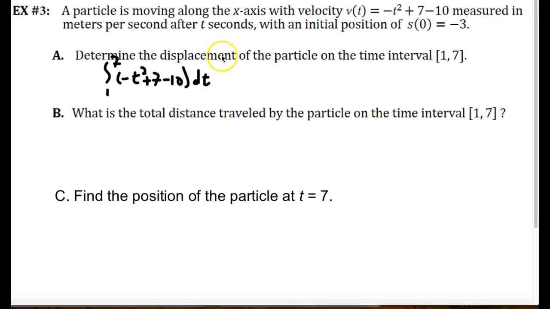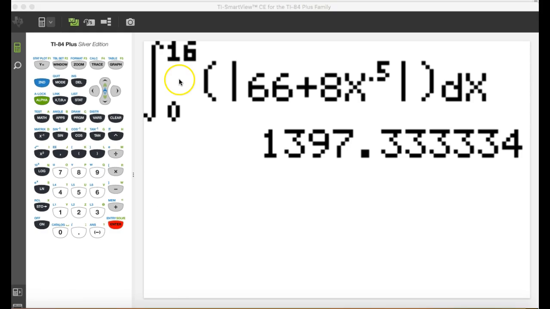So this one wouldn't be too bad to do by hand. Wait a minute. This should say plus 7t. I apologize. Put a t in there. Negative t squared plus 7t minus 10. There we go. So this one wouldn't be too bad to do by hand. We could take the antiderivative, plug in 7, plug in 1, but let's do it on the calculator here.